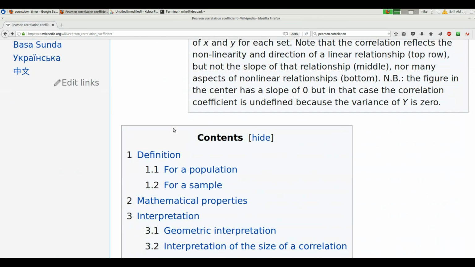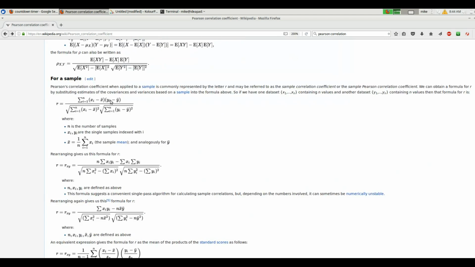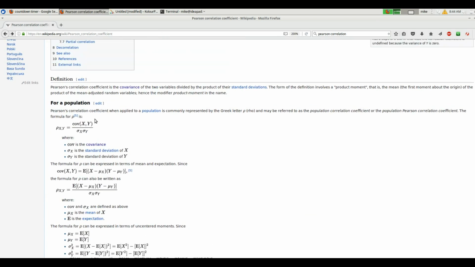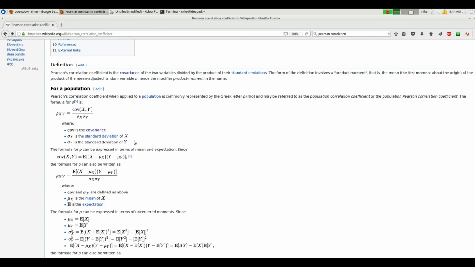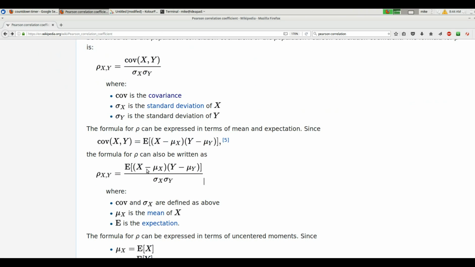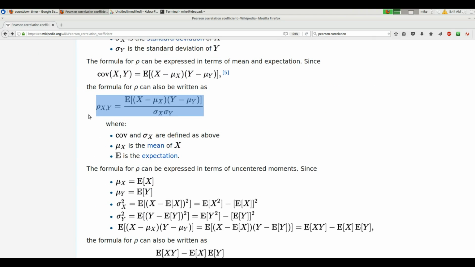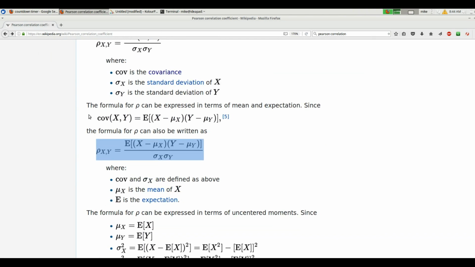Like this. You go to Wikipedia and you Google for Pearson's correlation, then you scroll down and find the equation, and there it is. Let's see. I like this one a little better. It's a little easier for me to read. So let's look at that. Here's what it says.